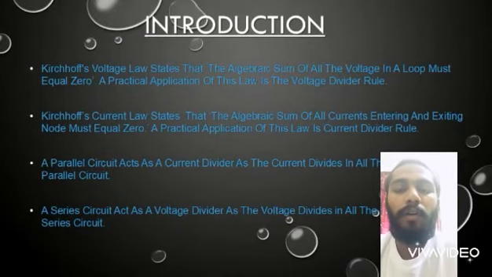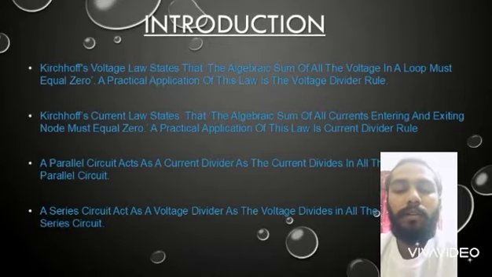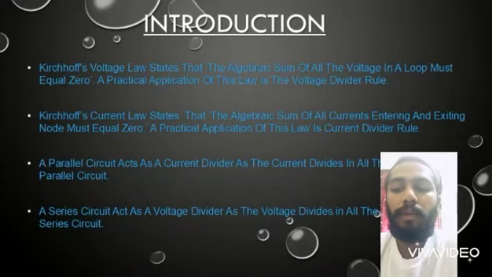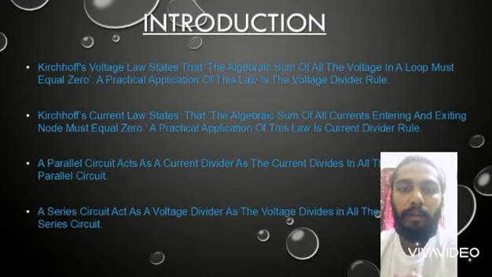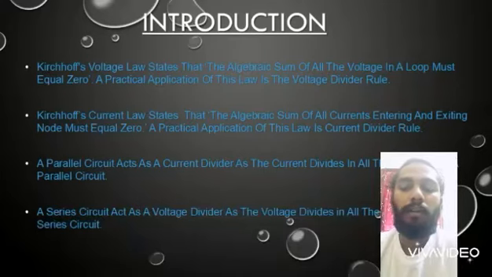Kirchhoff's voltage law states the algebraic sum of the voltages in a loop must equal 0. So a practical application of Ohm's law is the voltage divider rule. Second, Kirchhoff's current law states the algebraic sum of all currents entering and exiting a node must equal 0. So the practical application of this law is the current divider rule.